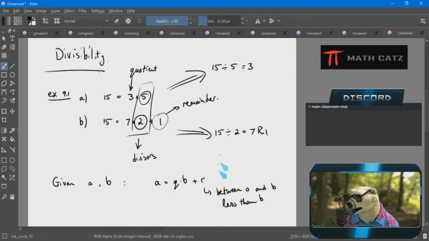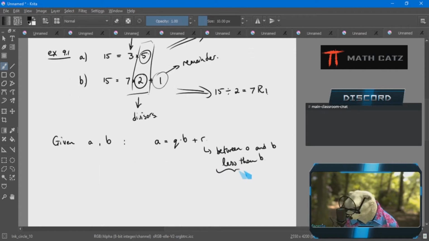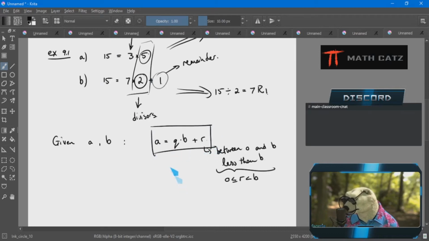So we write that as 0 less than or equal to R less than B. But if you see that and it feels a little bit intimidating, that just means mathematically that the remainder is between 0 and B, and it could equal 0. But it's not going to be my divisor or too big, because then I could adjust it to have more B's fit into my number. So all of these will look like this: A equals Q times B plus R.